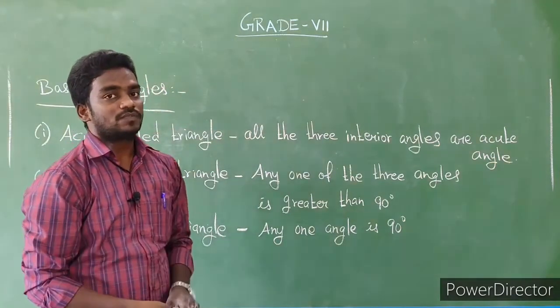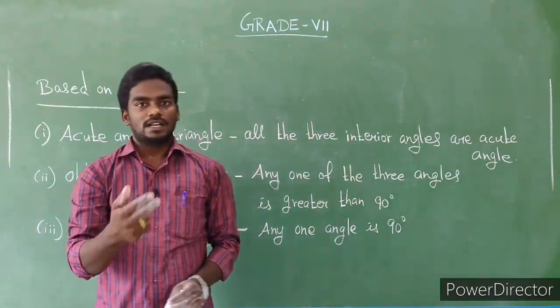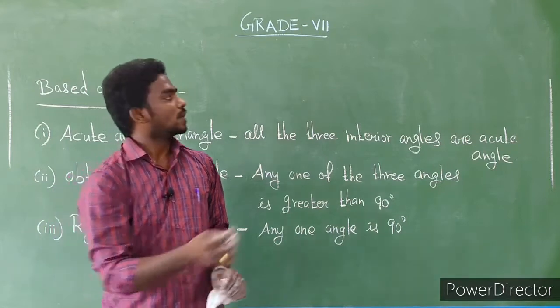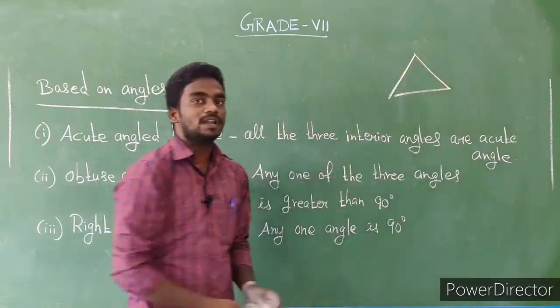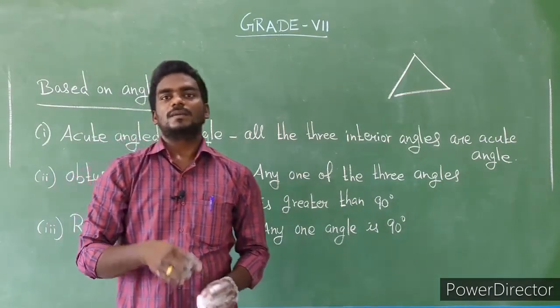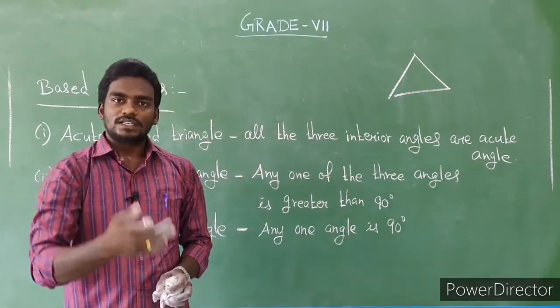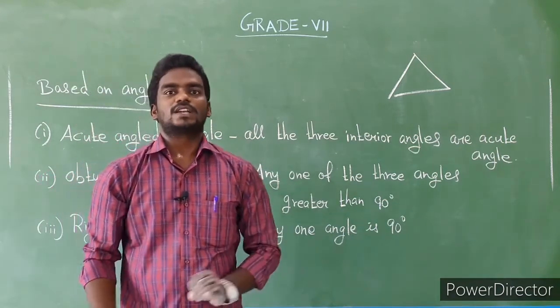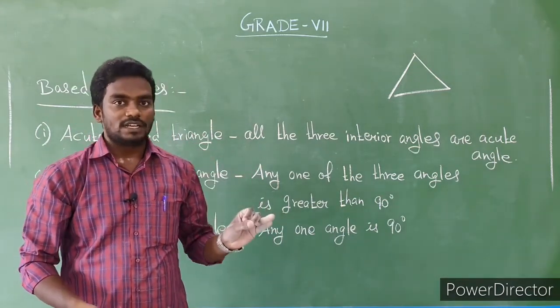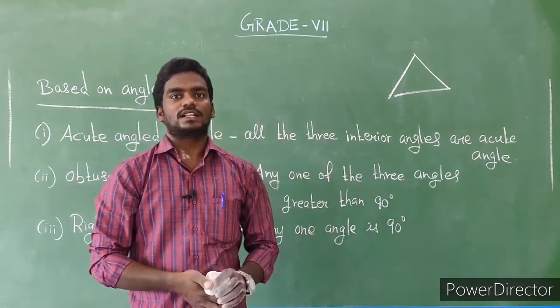So what we discussed: first, what is a triangle? A triangle is a simple closed curve made of three line segments, and we have three types of triangle based on sides. What are the three types of triangle based on sides? First one is a scalene triangle, second one is an isosceles triangle, and third one is an equilateral triangle.